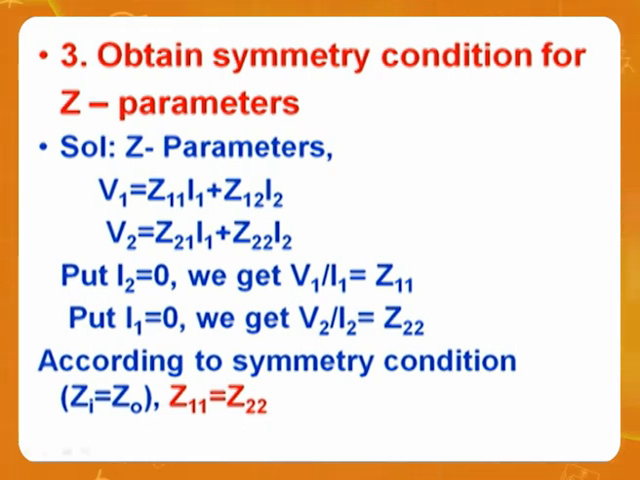For example, here, this equation is valid. Put I2 = 0, you will get Z11. Put I1 = 0, you will get Z22. Therefore, the symmetric condition is Z11 equal to Z22, which means the input and output impedance have the same value. So this is the third problem.